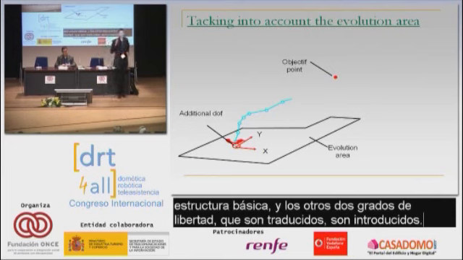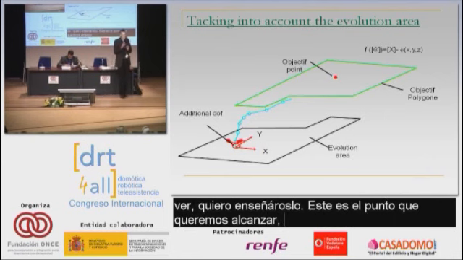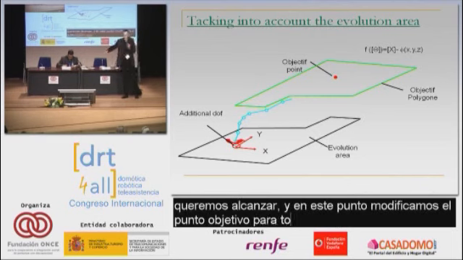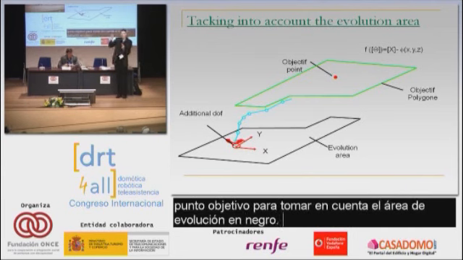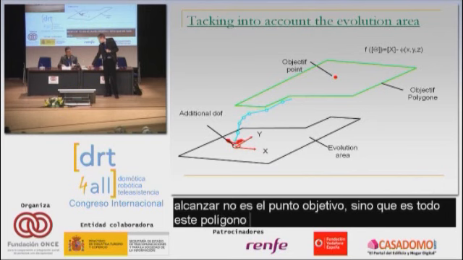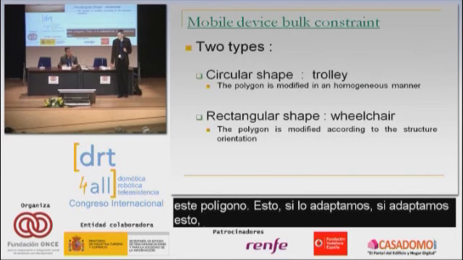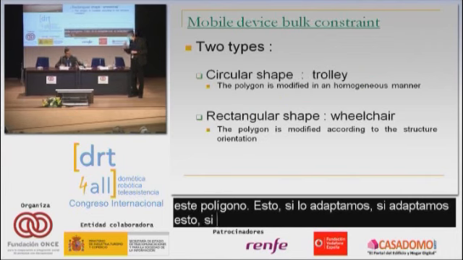This is a point we want to reach. On this point, we modify the goal point in order to take into account the evolution area in black. And here, the point we want to reach is not the objective point, but is all this polygon.